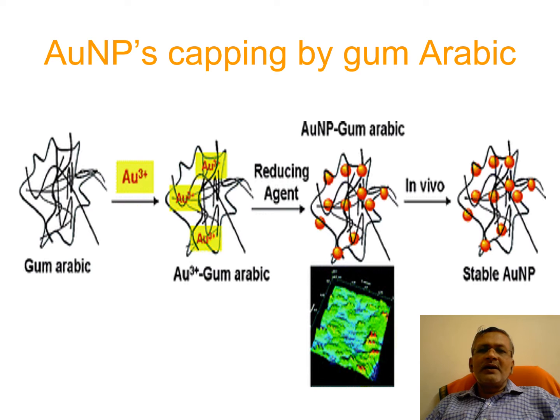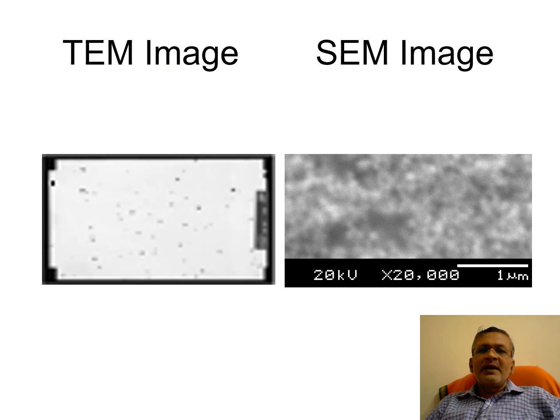The gold nanoparticles can be capped by gum arabic, as shown in the picture. The TEM image and everything can be seen, and the stability of the gold nanoparticle is also extended for a few months together. The scanning tunneling electron microscope image and scanning electron microscope image explain the size of the nanoparticles, in micrometers and nanometers, in this way.